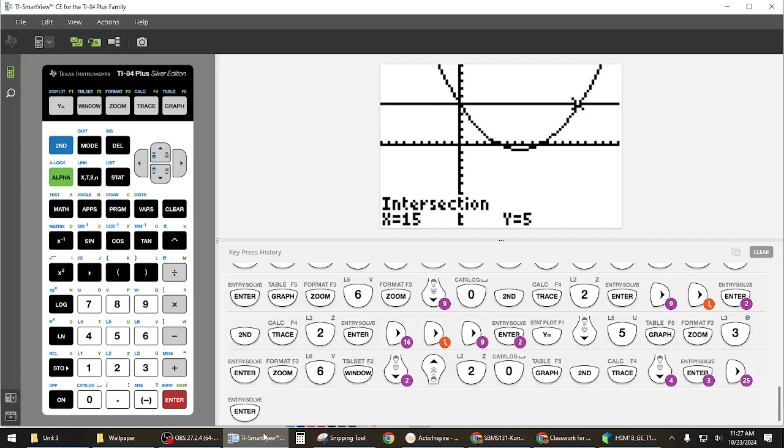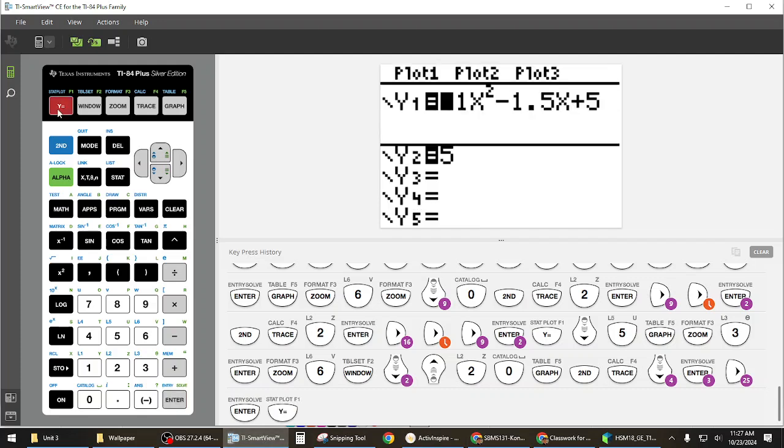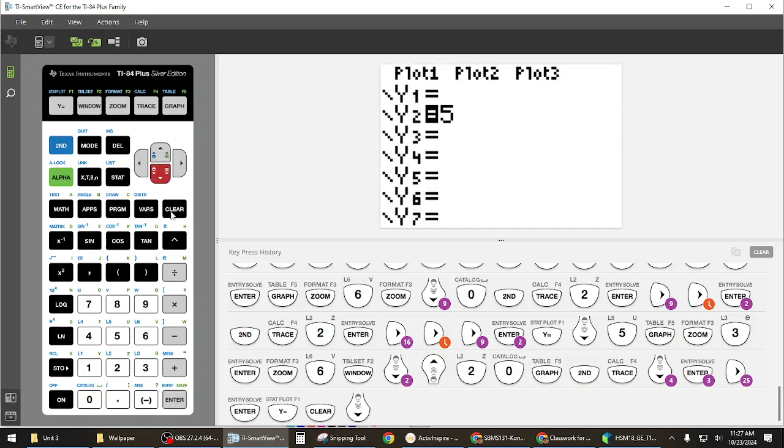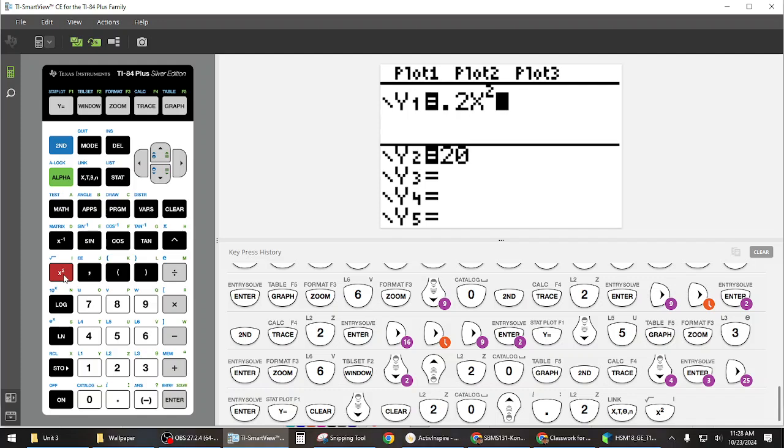So this one, if you notice, doesn't cross the x-axis. Is that a problem? Like for this application, is it a problem?